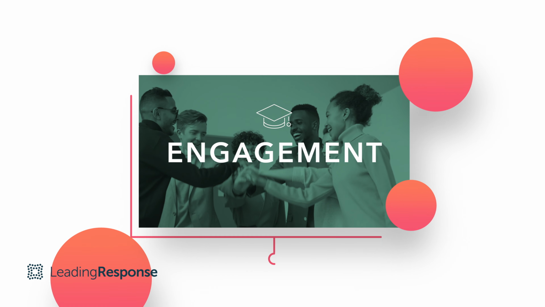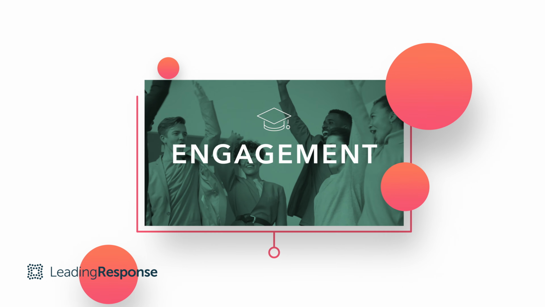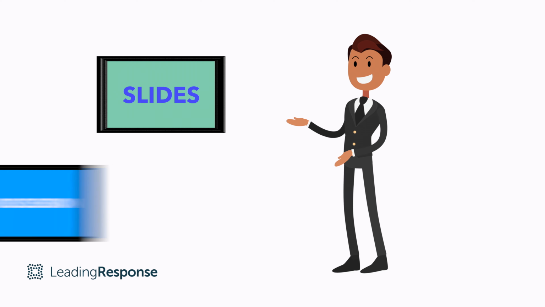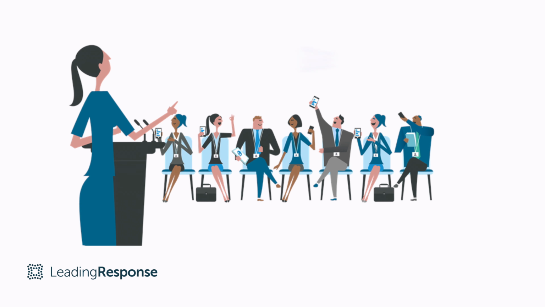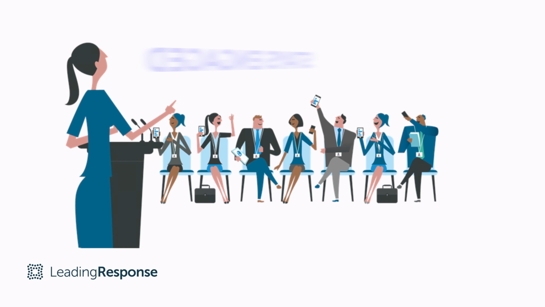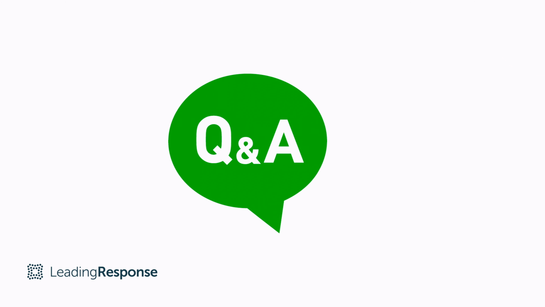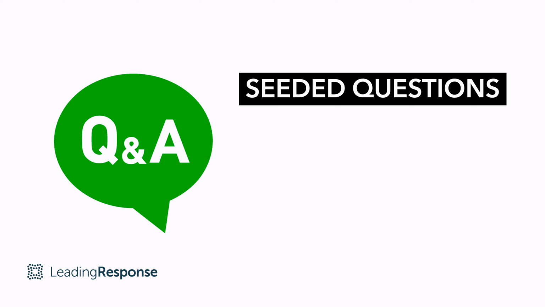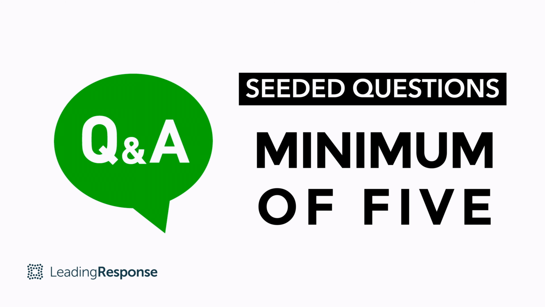7. Engagement. There are several ways you can engage the audience. Use slides as a discussion point. Launch polls so the audience stays engaged. People love polls. For the Q&A part of the webinar, make sure you have some seated questions. We would suggest preparing a minimum of 5.